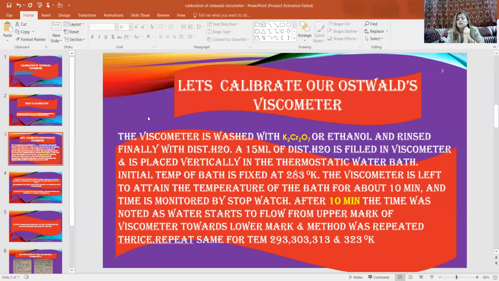Yes, so the initial temperature of the bath will be fixed at 283 degrees Kelvin. Fine, we will do it. Now because it is all automatic, you can easily adjust it with the help of a thermostat. It has a knob where you can control the temperature, and it has different power buttons. I will show you the picture in the end of how it works, right?